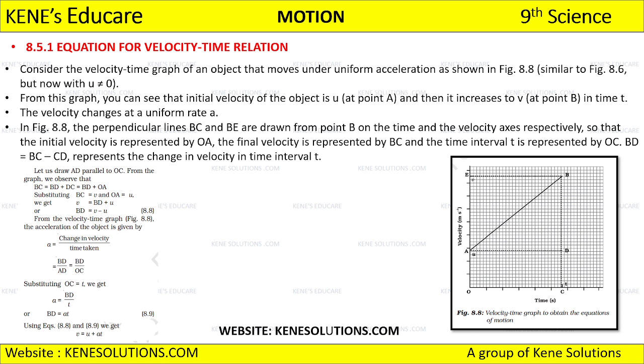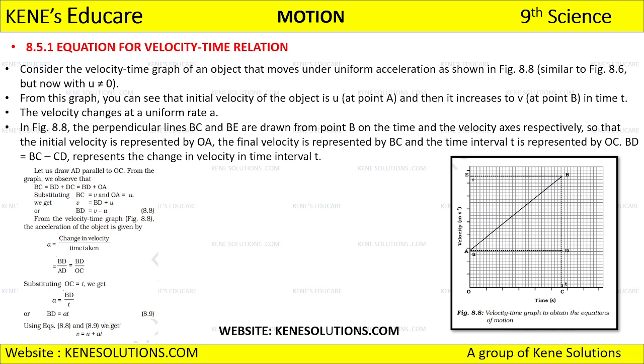So see, the first equation that we have is the equation for the velocity time relation. So consider the velocity time graph of an object that moves under uniform acceleration, and that has been shown in figure 8.8. Here u is equal to 0, distance is 0. So now you have to look at graph 8.8.